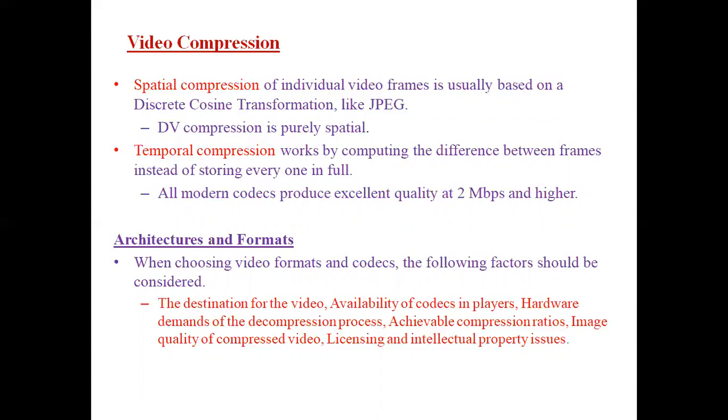and higher. Architecture and formats. When choosing video formats and codecs, the following factors should be considered: the destination of the video, availability of codecs in players, hardware, demands of the decompression process, achievable compression ratios, image quality of compressed video, licensing, and intellectual property issues.